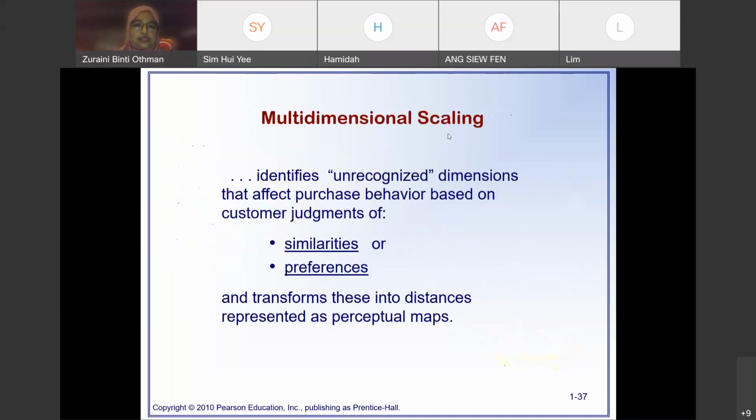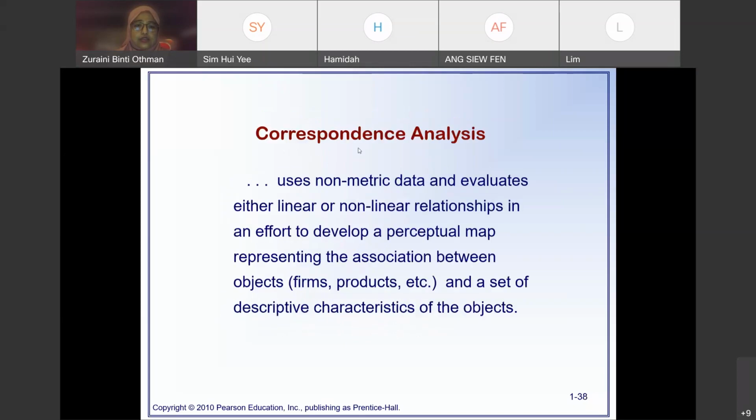This is multi-dimensional scaling. It identifies unrecognized dimensions that affect purchase behavior based on customer judgment, like similarity or preference, and transforms this into distance represented as perceptual maps. This is the overview of multi-dimensional scaling analysis. Then correspondence analysis uses non-metric data and evaluates either linear or non-linear relationships in an effort to develop a perceptual map representing the association between objects and a set of descriptive characteristics of the objects.